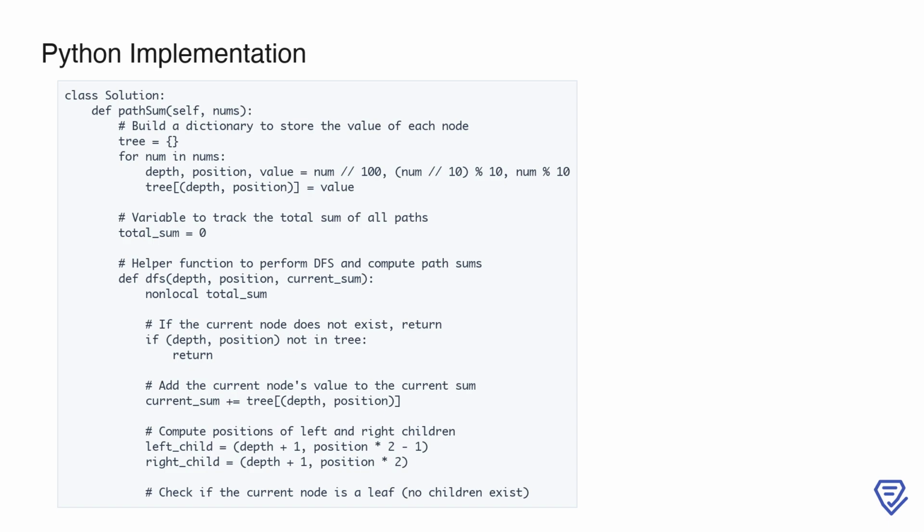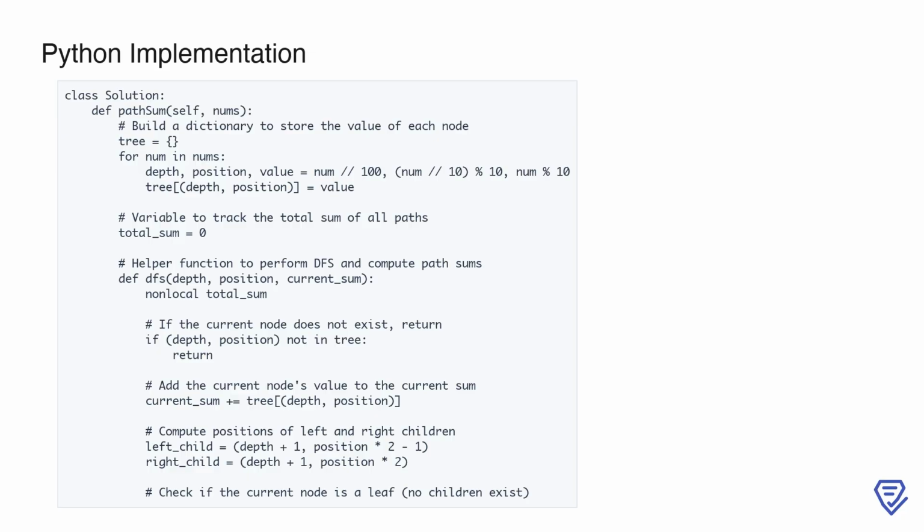Next, we initialize a variable total_sum to 0, which will eventually hold the sum of all paths from the root to the leaf nodes. To compute these path sums, we define a helper function DFS that performs a depth-first search. This function takes three parameters: the current depth, the current position, and the cumulative sum of values along the current path. Inside the DFS function, the first check ensures that we proceed only if the current node exists in the tree dictionary. If the node exists, we add its value to current_sum, which keeps track of the running sum for the current path. Then, we calculate the positions of the left and right children of the current node.